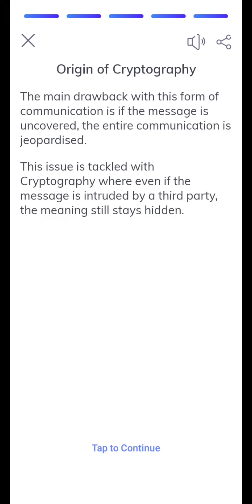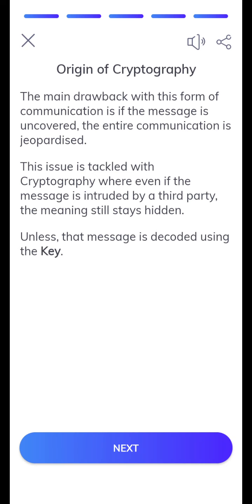The main drawback with this form of communication is that if the message is uncovered, the entire communication is jeopardized. This issue is tackled with cryptography, where even if the message is intruded by a third party, the meaning still stays hidden, unless that message is decoded using the key.